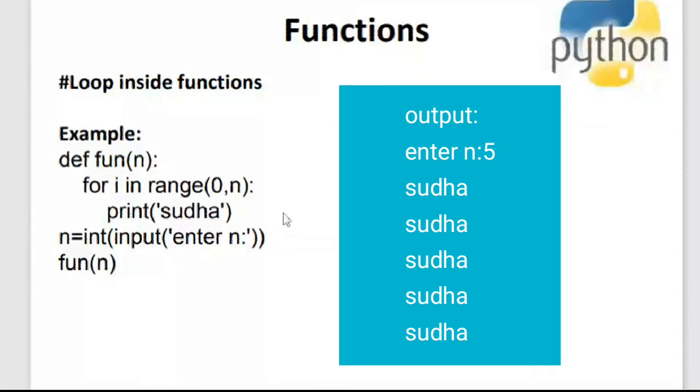After reading n from the user, I am making a call to the function by passing this n as an argument. The control now jumps to the function. Say in case the user is giving 5 as input. So n is 5 now. The loop will iterate from 0 to 5, meaning 5 minus 1, 4, 0 to 4, which are 5 iterations. For i in range, it will keep on iterating 5 times and print Sudha 5 times on the screen. You can also use loops inside the functions.